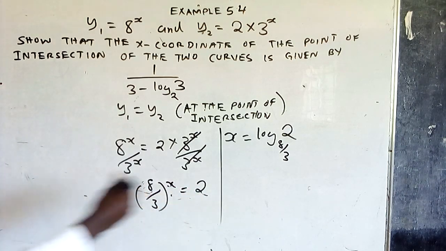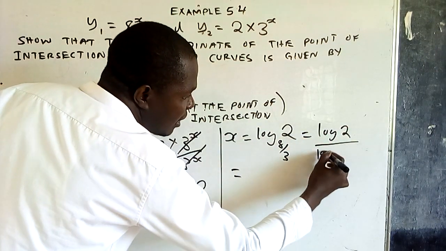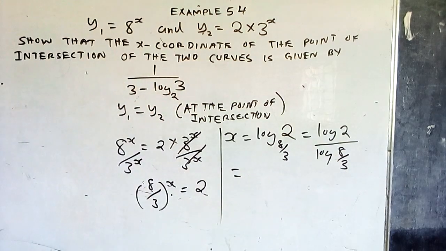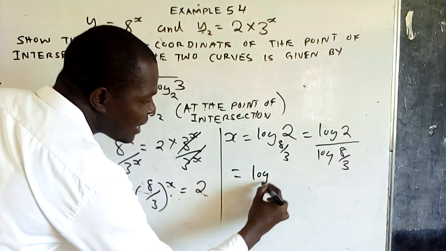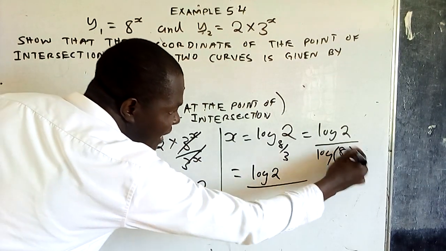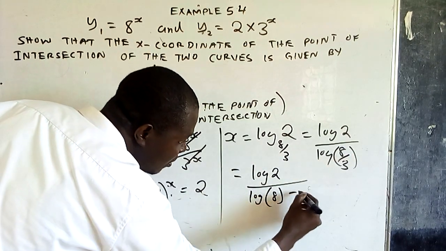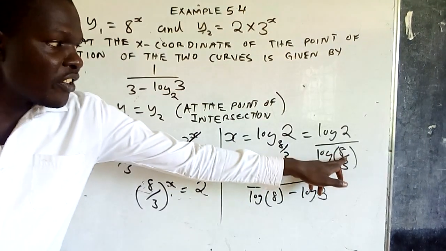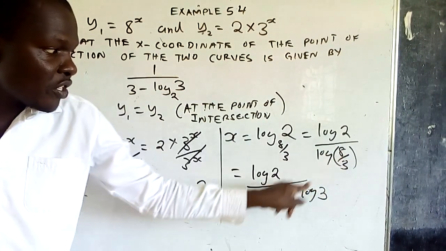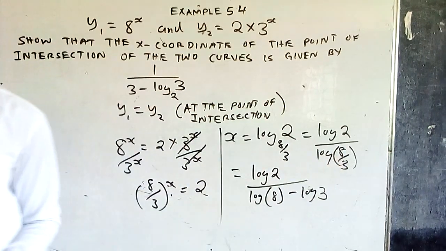Now from here, you can see log 2 to base 8 over 3 can actually be written as log 2 over log 8 over 3. Are you seeing that? Good. So in the numerator, we have log 2, and in the denominator, when you take the log inside, division changes to subtraction. If you take log of 8 divided by 3, this division changes to subtraction, meaning it becomes log 8 minus log 3.